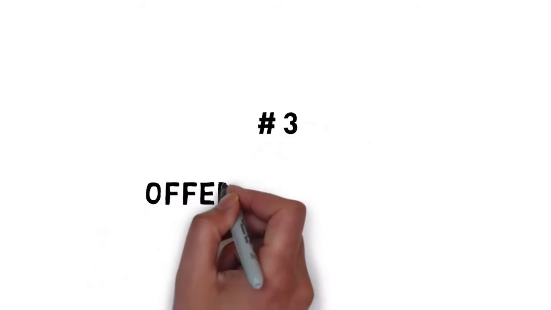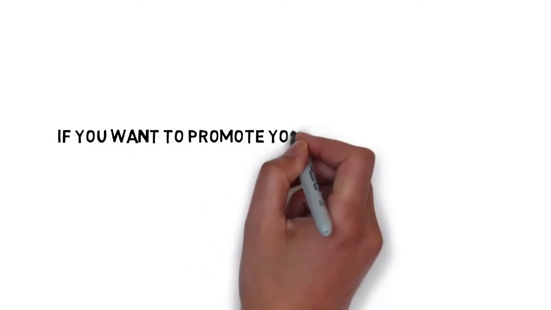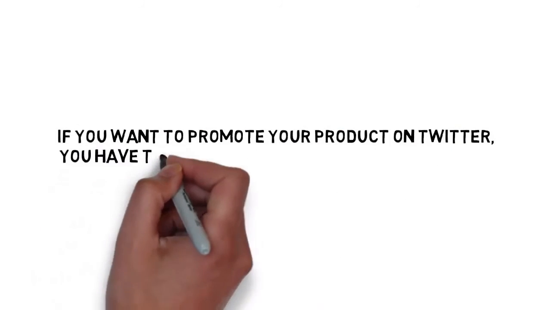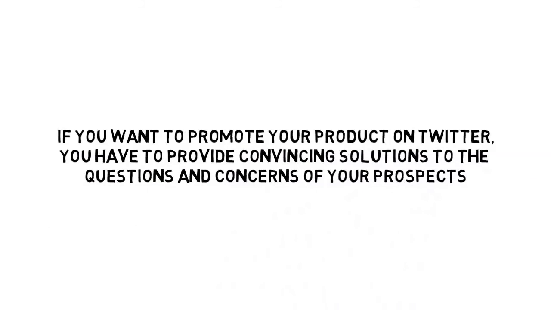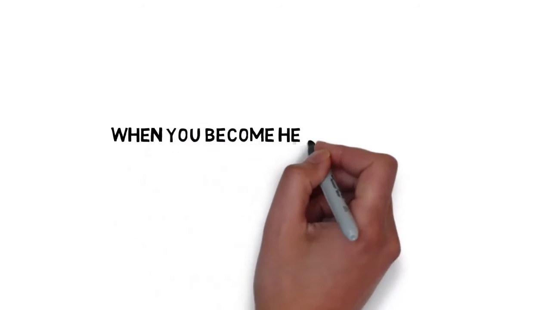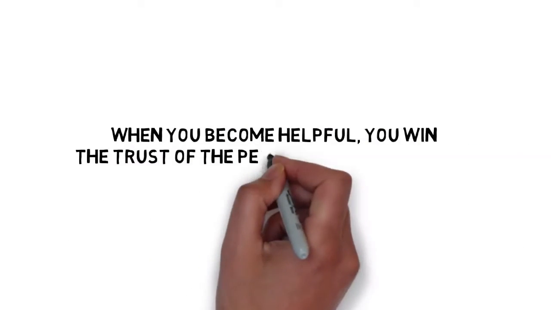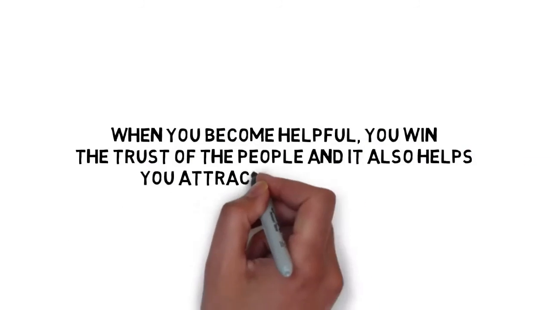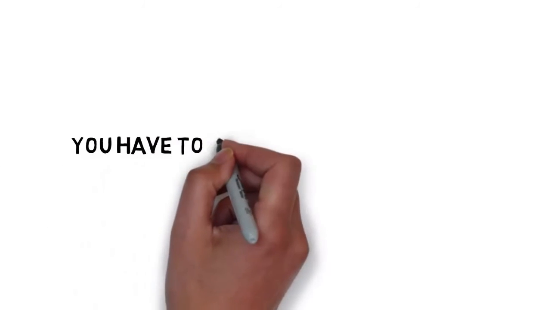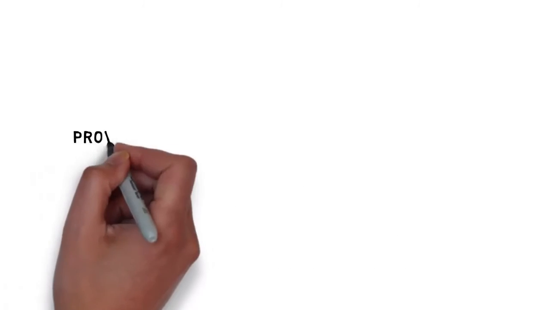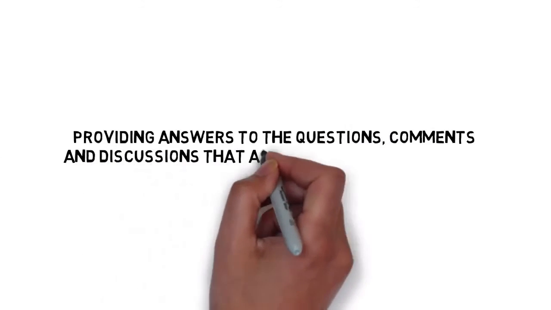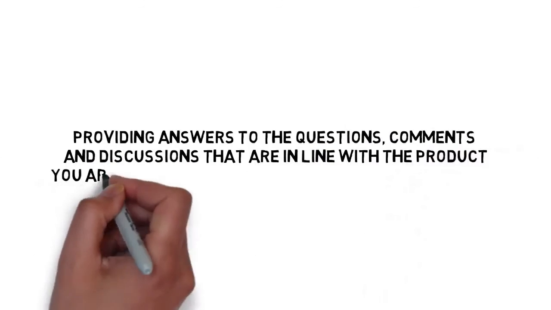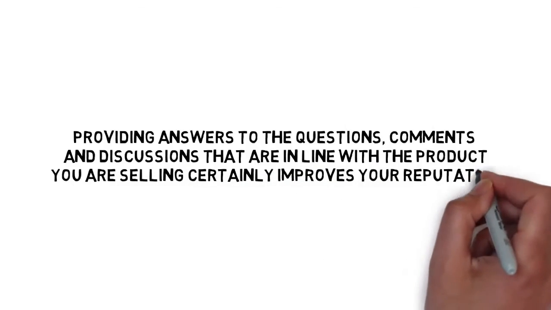Tip number 3. Offer a solution. If you want to promote your product on Twitter, you have to provide convincing solutions to the questions and concerns of your prospects. When you become helpful, you win the trust of the people, and it also helps you attract a lot of people. You have to establish your presence, and providing answers to the questions, comments, and discussions that are in line with the product you are selling certainly improves your reputation.